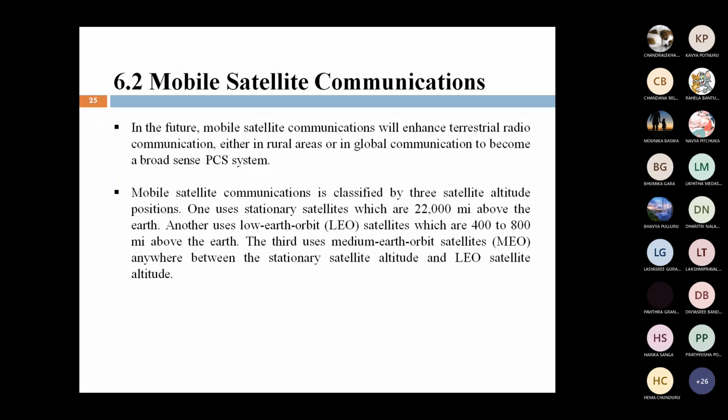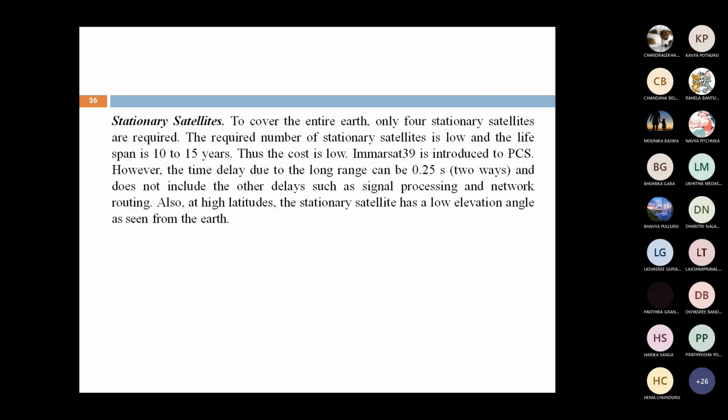That is, instead of using base stations, mobile units connect directly to each other through satellites. You know the stationary satellites: a stationary satellite is 22,000 miles above the Earth. For this purpose, 4 satellites are required to cover the total Earth, and each satellite works for a lifetime of 10 to 15 years. The maximum delay is 0.25 seconds in 2 ways.